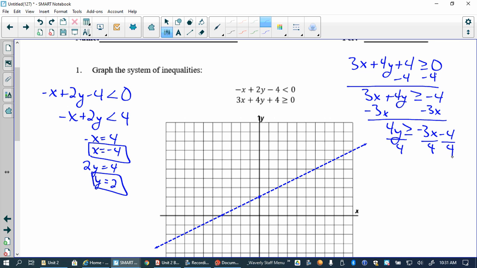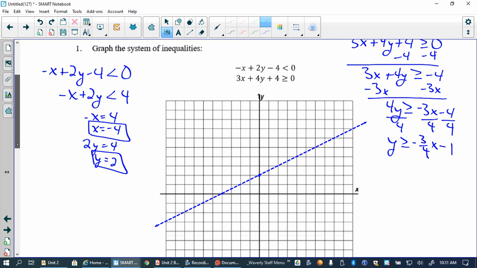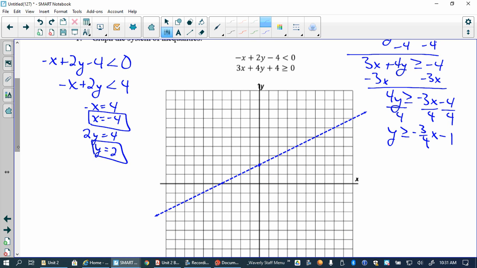So we can do intercepts, or we can do mx plus b. So what's the y-intercept? And then the slope is down 3, right 4. 1, 2, 3, 4. Do it again to be accurate. 1, 2, 3, 1, 2, 3, 4. Is that right? Yeah. What kind of line? Solid.